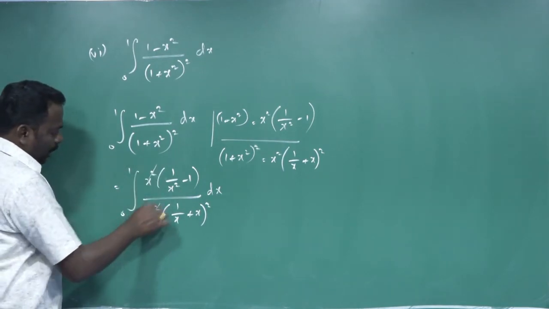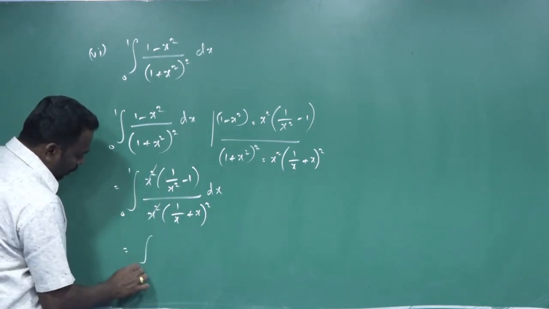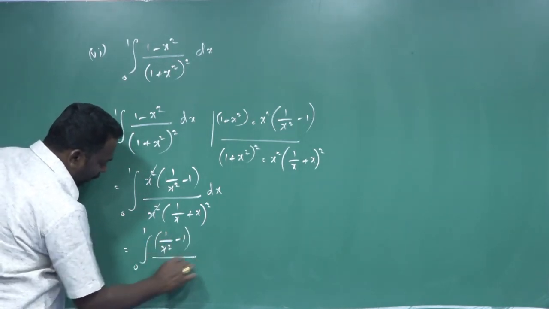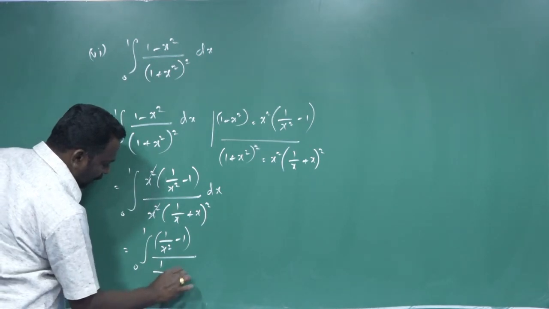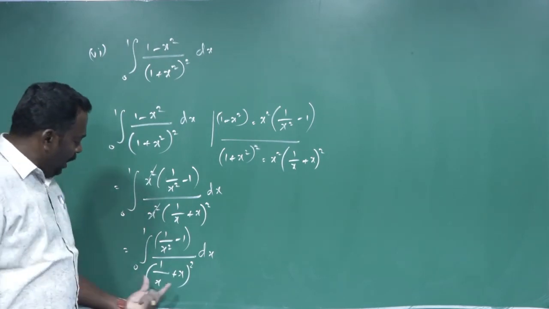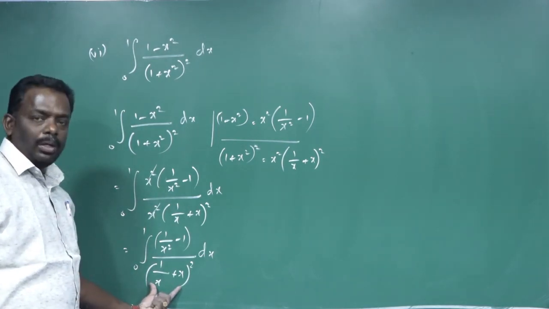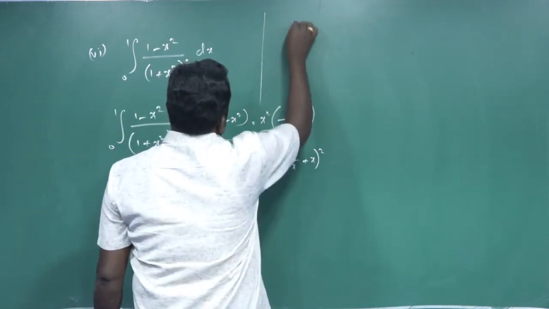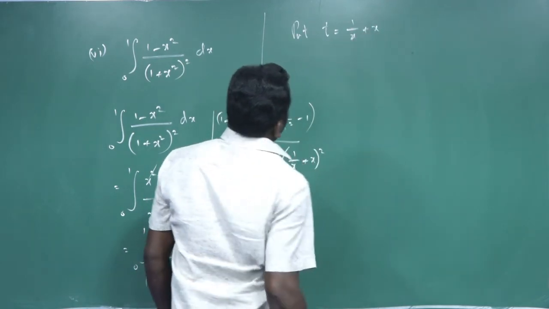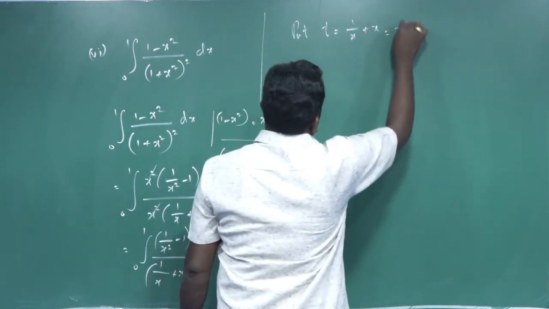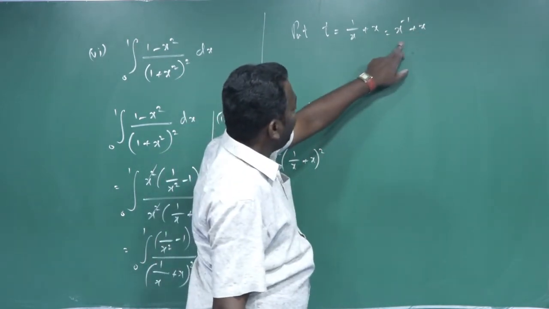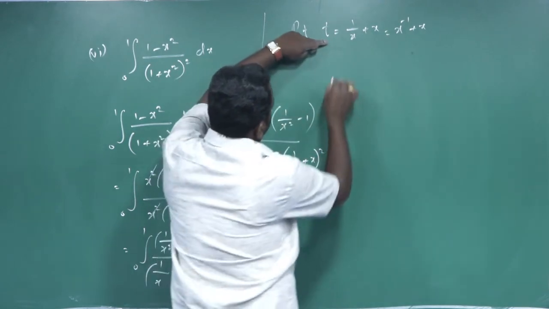Now, x square in both cancel, that is equal to the integral from 0 to 1 of 1 by x square minus 1 in the numerator, by 1 by x plus x, whole square in the denominator, into dx. Now what we have to do next: take the denominator term within the bracket as t. Put t equal to 1 by x plus x. Now 1 by x we can write as x power minus 1 plus x. Now differentiate this equation with respect to x, differentiation of t equal to dt.